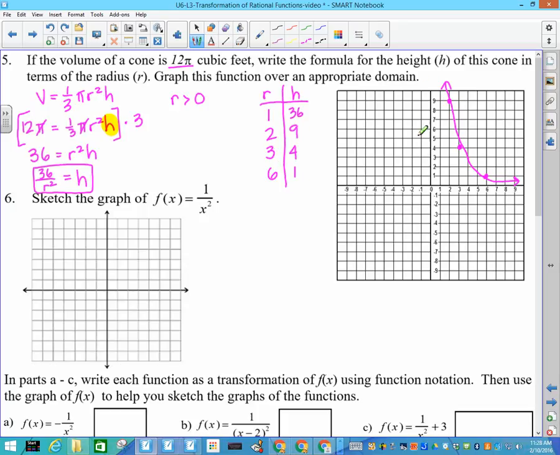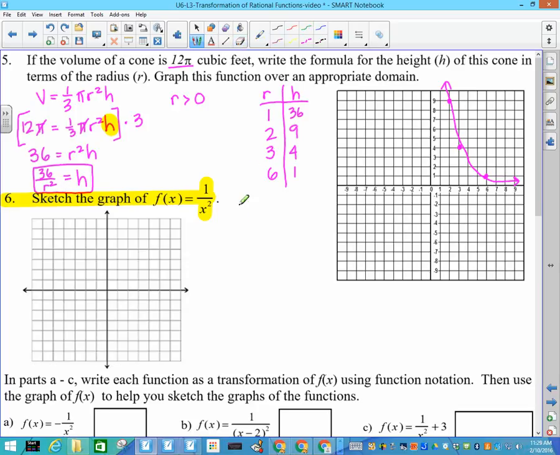And they figured out it wouldn't. So I would have this piece to it also. And that is where we get into our next parent function that you need to put into your parent function packet, which is to sketch the graph of f of x equals 1 over x squared.